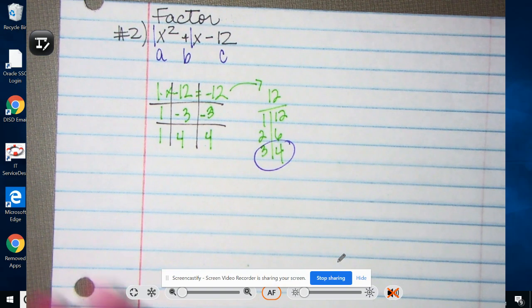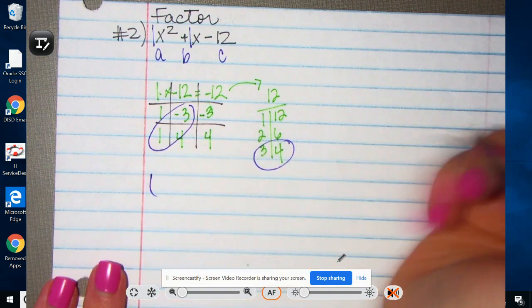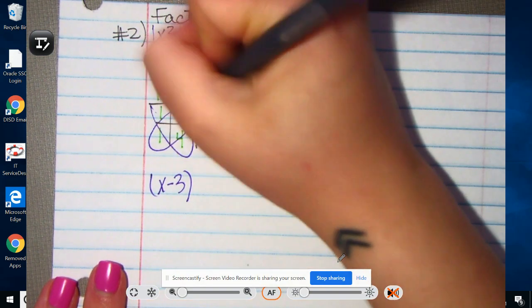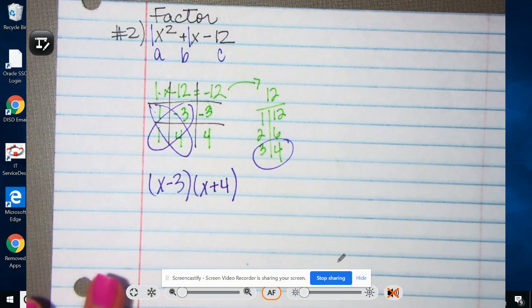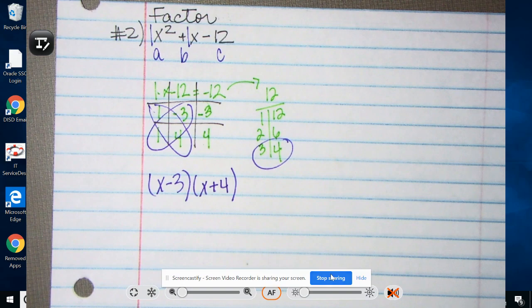So once everything's filled in, we do our butterfly, and our x values are on the left-hand side. So we have x minus 3 and x plus 4. And then once again, to double check your work, you can use the box method to make sure that when you do the box method, this is the answer that you would get, to make sure you did everything correctly.